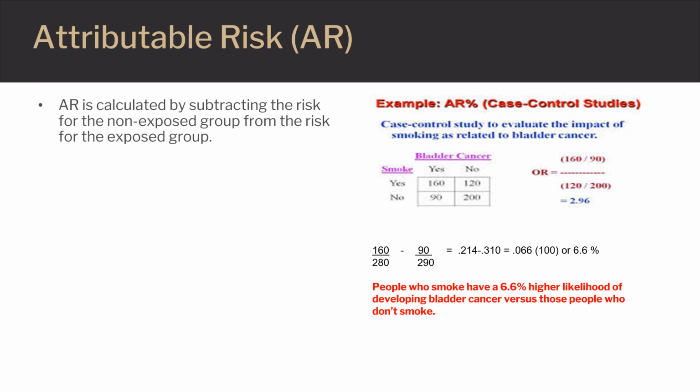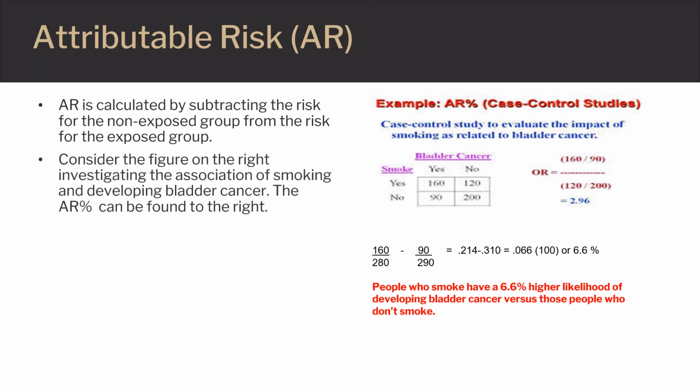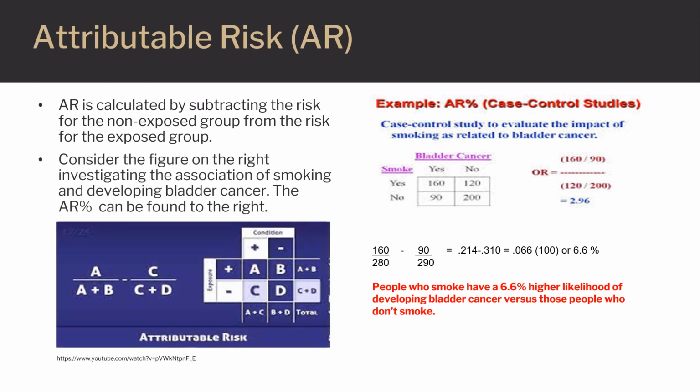This slide illustrates how to calculate an attributable risk percentage compared to how to calculate an odds ratio with the same dataset. Analyzing the data indicates that people who smoke have a 6.6% higher likelihood of developing bladder cancer versus those people who don't smoke.